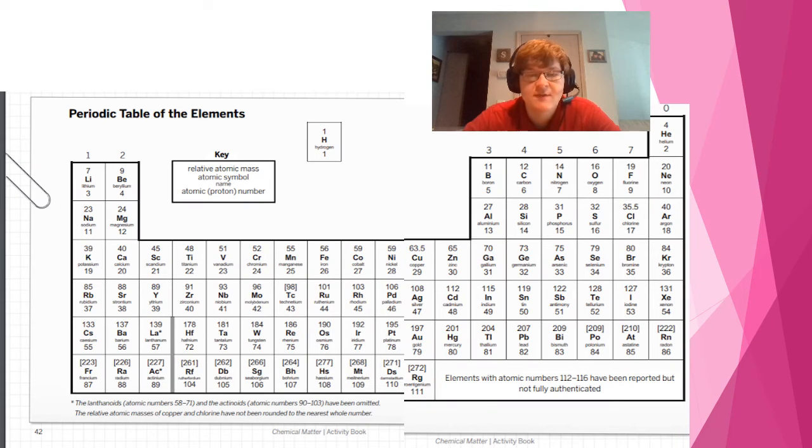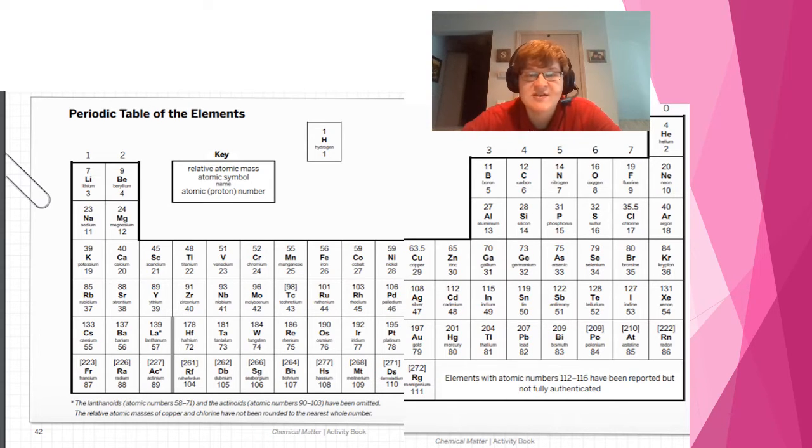So you have this in your packet as well over the next 2 pages. I don't expect you to memorize all this. Mr. Sheehan doesn't even have this memorized. If you're a scientist, you probably do though. This is the periodic table of elements. So this lists off all of the elements that make up our world.